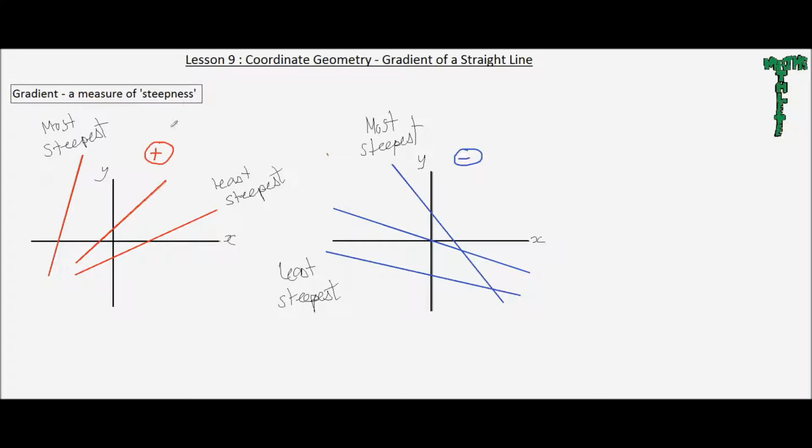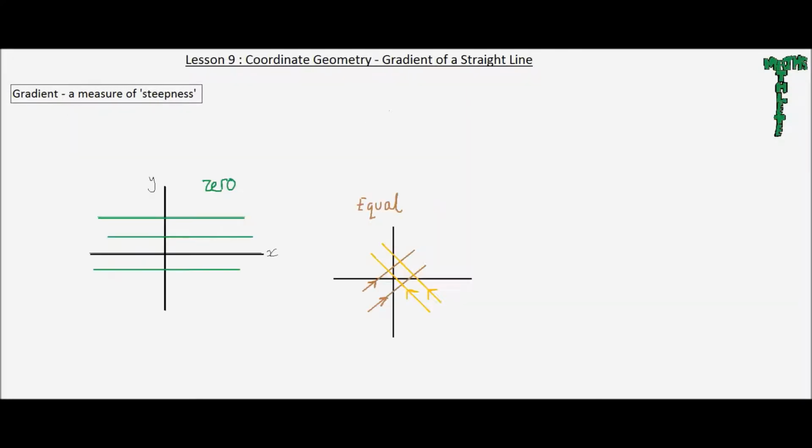Now there are two more examples. So this is if you have a horizontal line. Any horizontal straight line has a gradient of 0 because you're not traveling in height. You're just staying at the same height. You're not rising, so there is no steepness in the line, and so it has a 0 gradient.